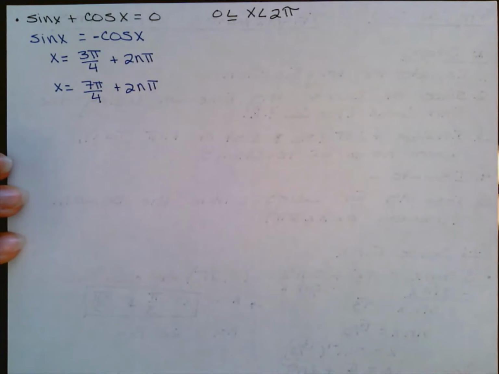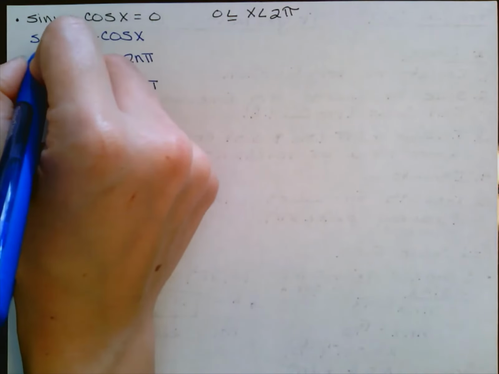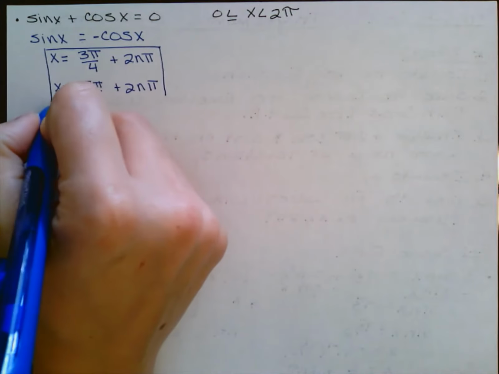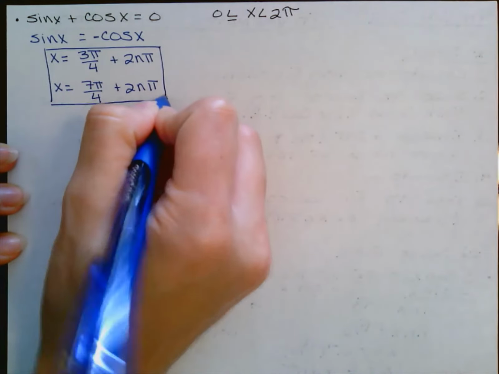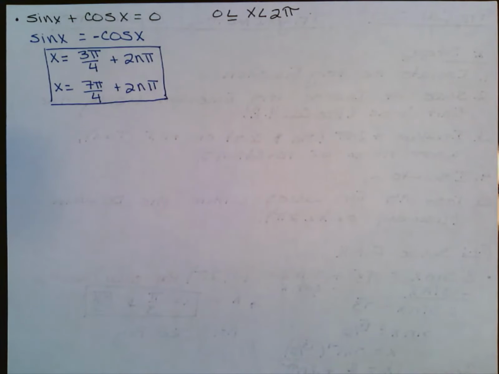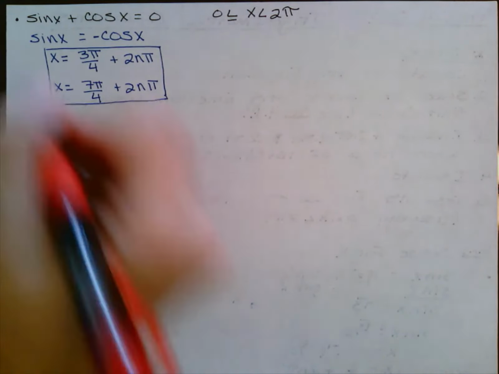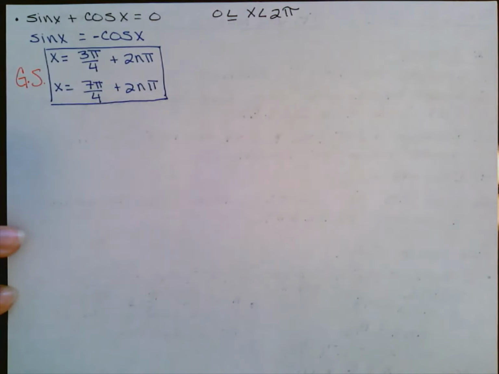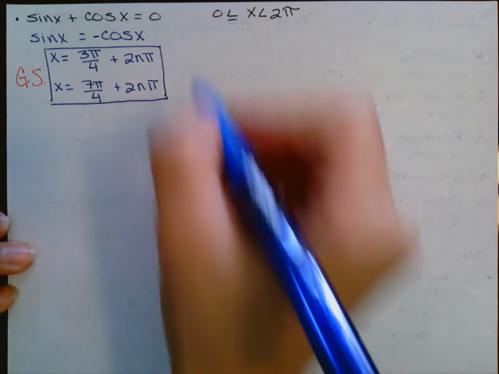And because x is isolated, this is already our general solution. So this one didn't have much work for isolating, but it did make you pause and really think about these values on the unit circle. Your unit circle is your best friend, guys. The more you have it memorized, the easier this becomes.